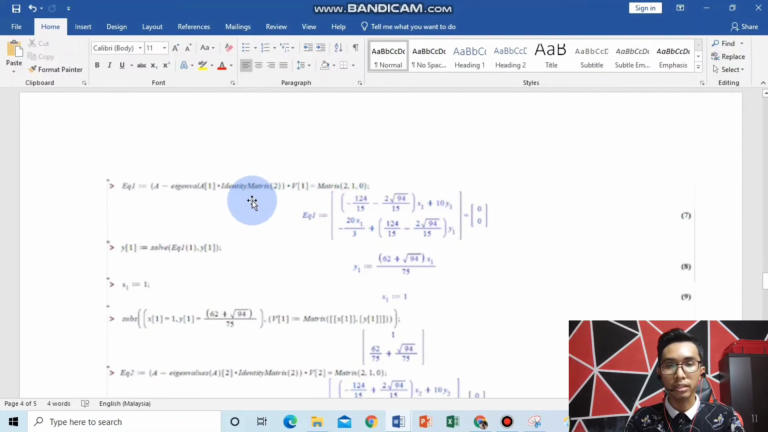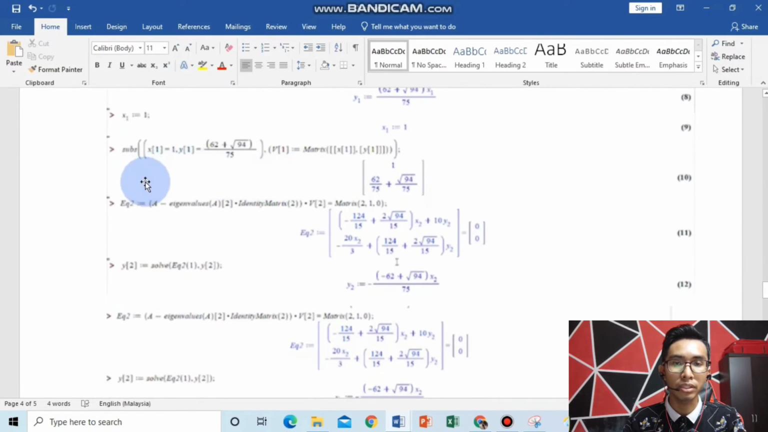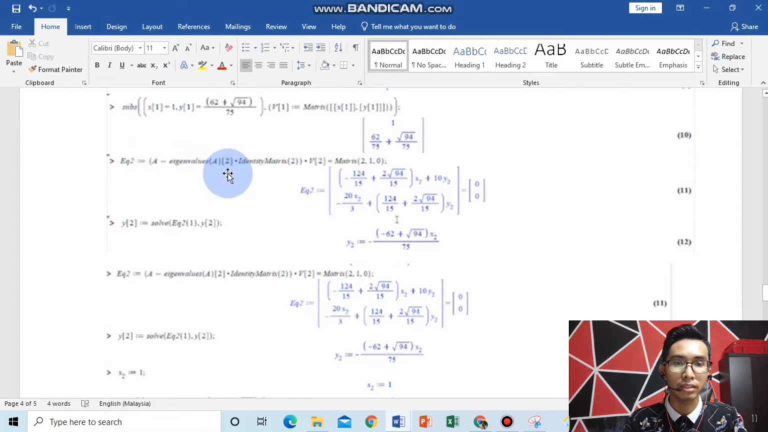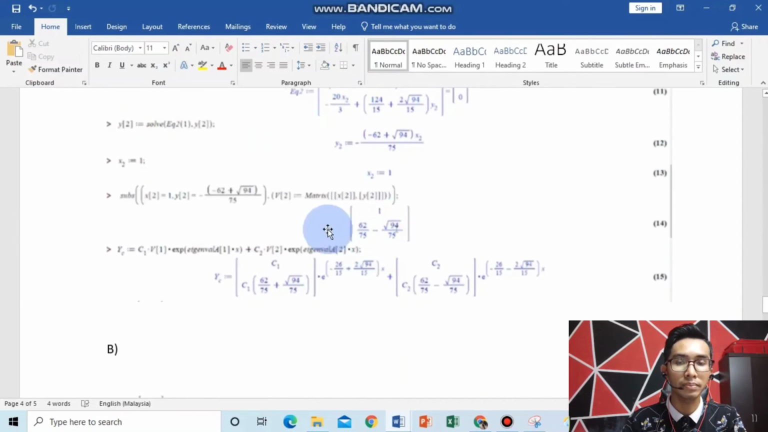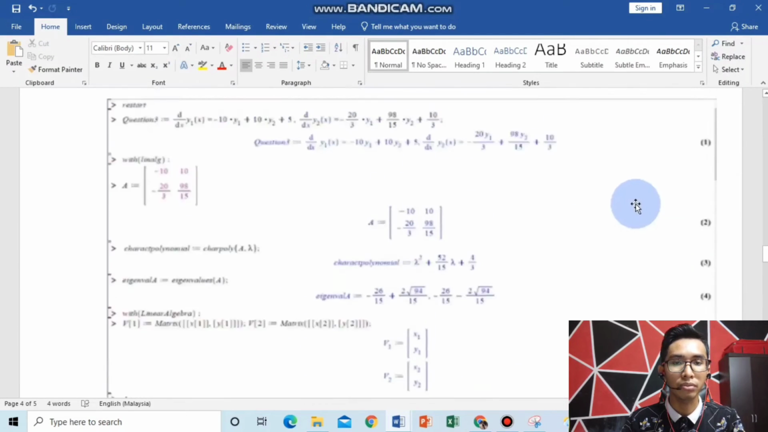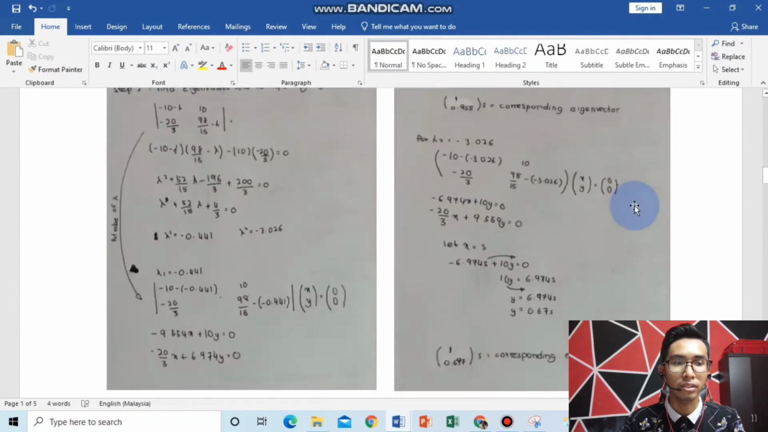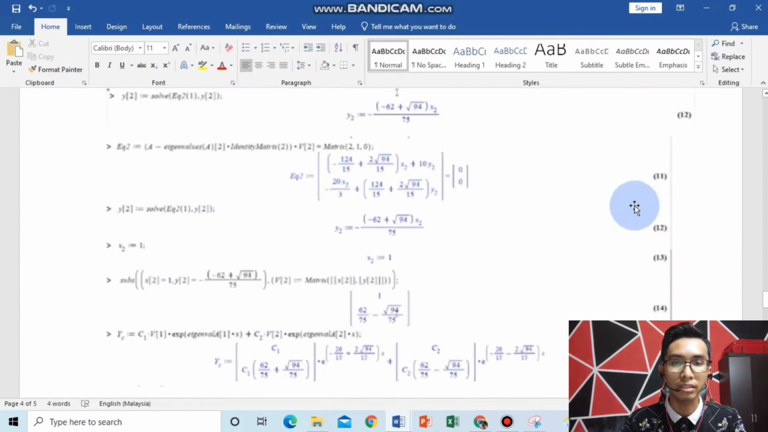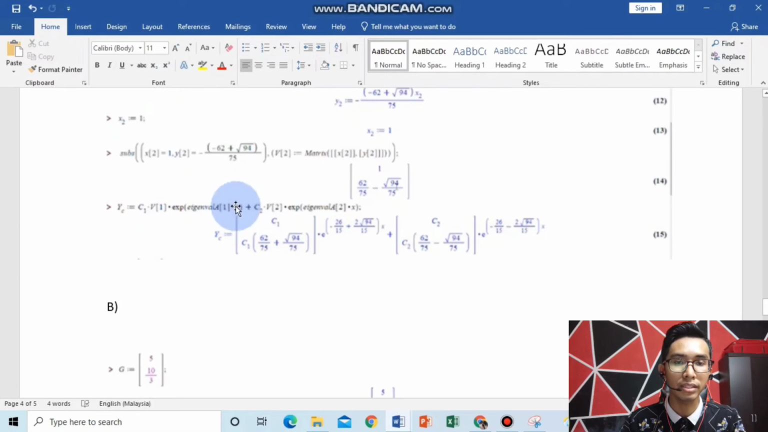For equation 1, we solve it to get x1 and y1. For equation 2, we solve it here to find x2 and y2. After that we substitute here, and then we need to find yc. We find yc to generate the solution of the homogeneous system. So this is the formula for yc, equal to c1 v1 and so on, and then we get this.